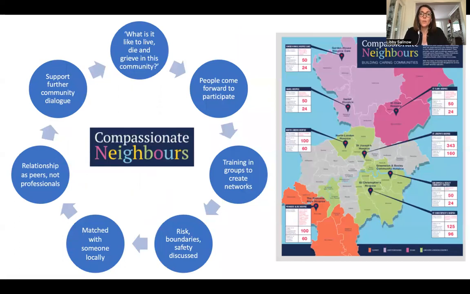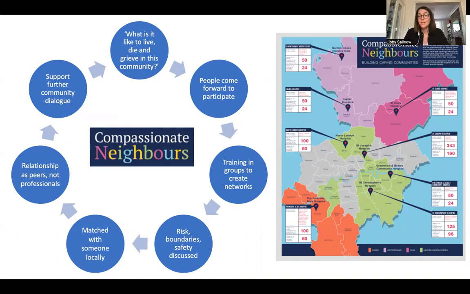So we started at the top, what's it like to live, die and grieve in this community? People then, after these discussions, came forward if they wanted to be part of a movement. We then trained people in groups, and this is not about learning new roles or flowcharts. This is around them understanding their own losses, how to support people who are facing serious illness, and creating networks and relationships on streets, in apartment blocks, in villages, to understand what that meant when people came together to respond to the local problems there.